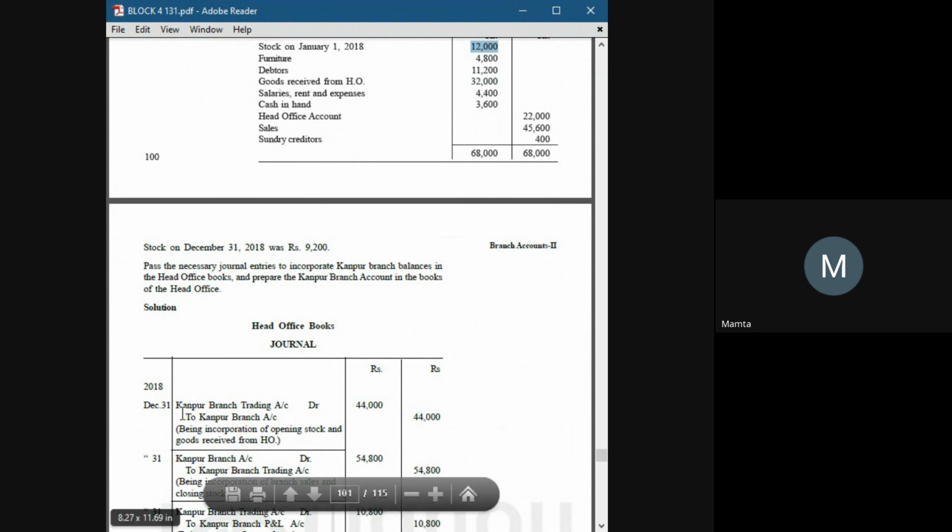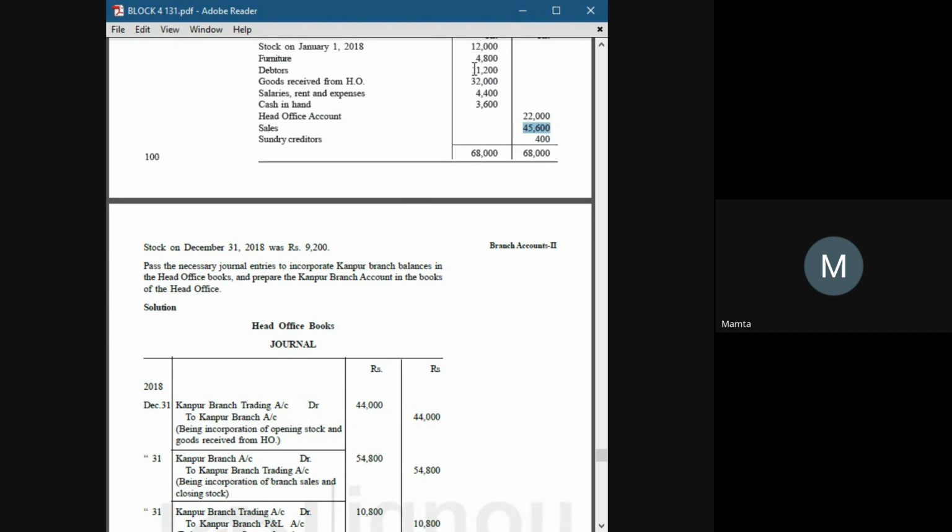And here we have passed the entry for the same for the debit side of trading account. Kanpur branch trading account debit to Kanpur branch 44,000. And the amount in credit side, let me add it. Sales we have made during the year is of 45,600.